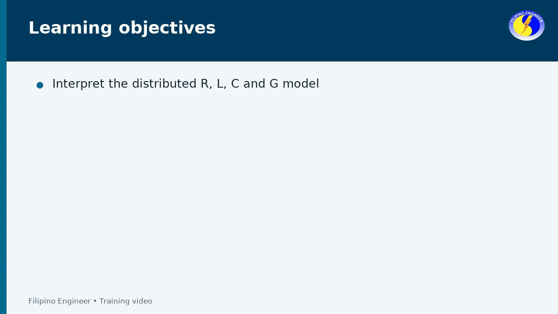By the end, you should be able to interpret the distributed or LCG model, select an appropriate line representation, and read the principal outputs from 3 consistent worked examples. The examples use per phase ABCD constants for a balanced, fully transposed 3-phase overhead line.